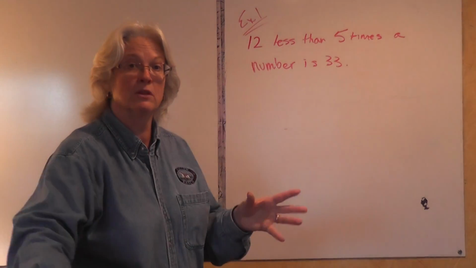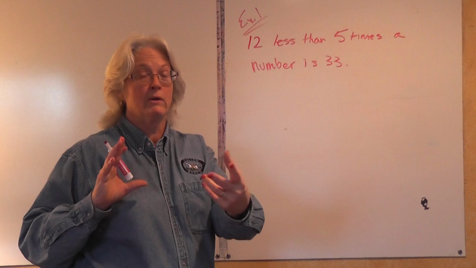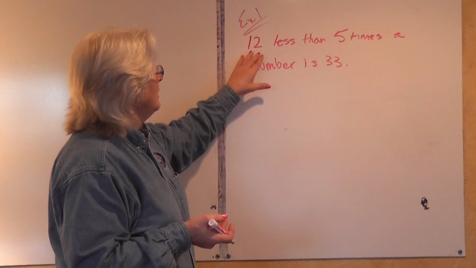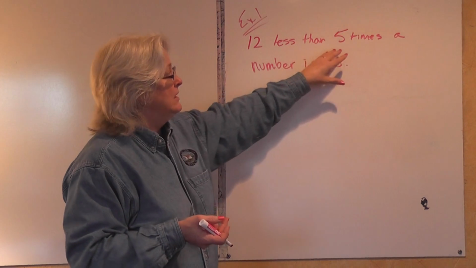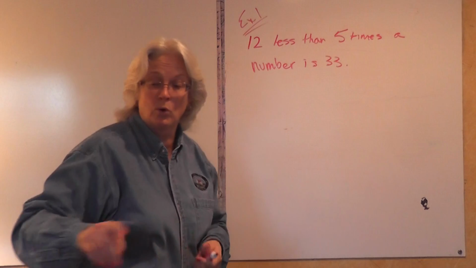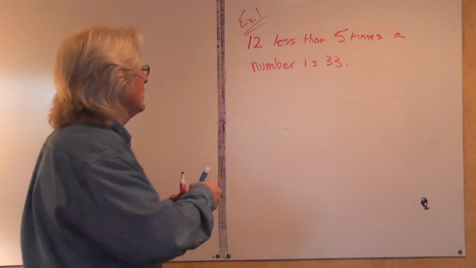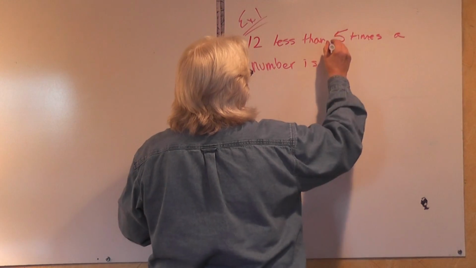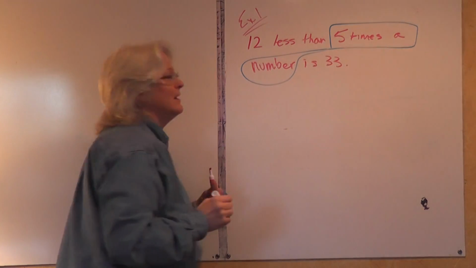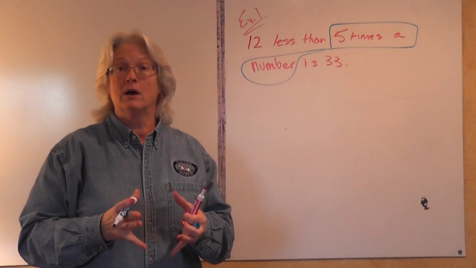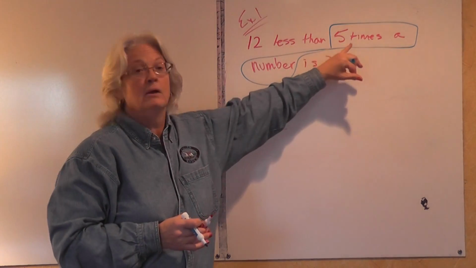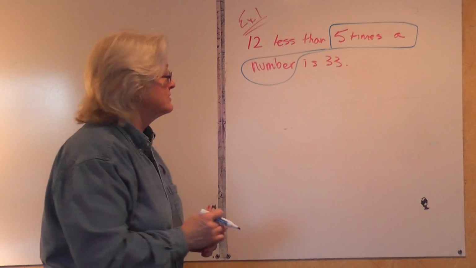Okay, subtraction, the order matters. You have to think, what are you taking a quantity away from? 12 less than 5 times the number. What are we starting with? That's what you have to look at for your subtraction problems. What are you beginning with? Here, we are beginning with 5 times a number.